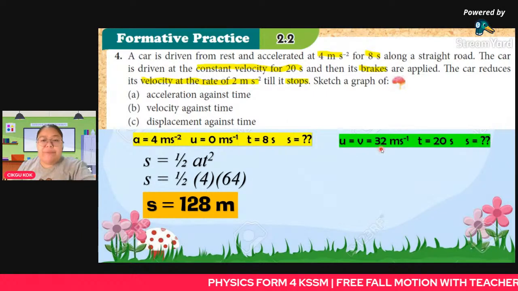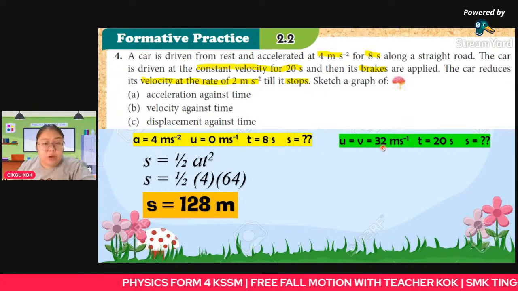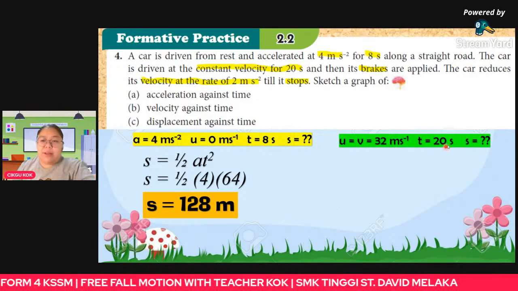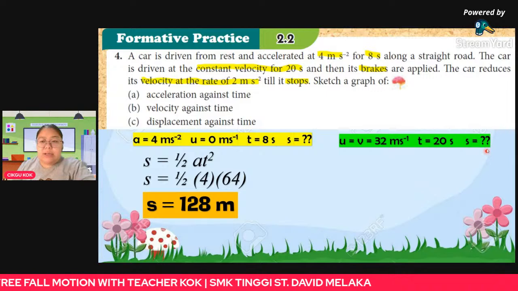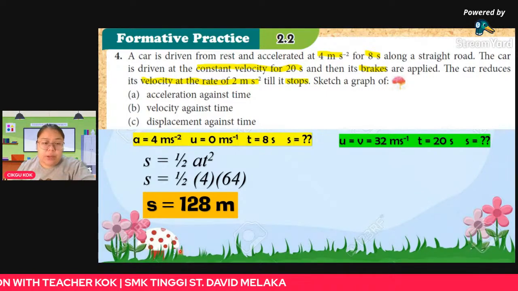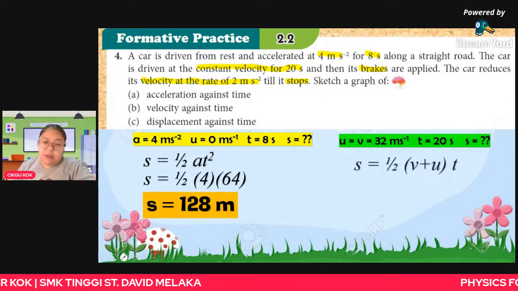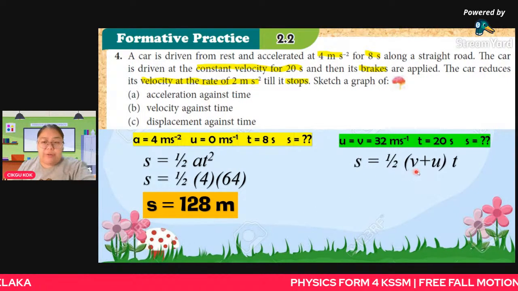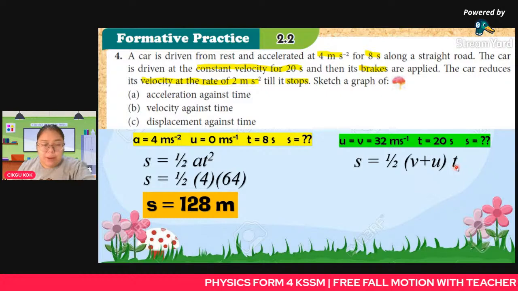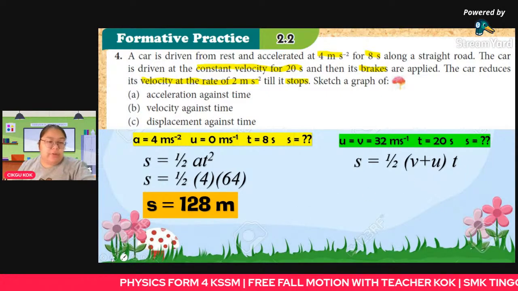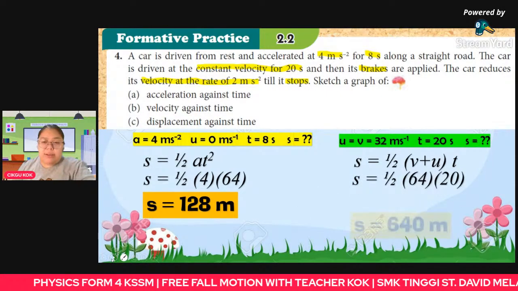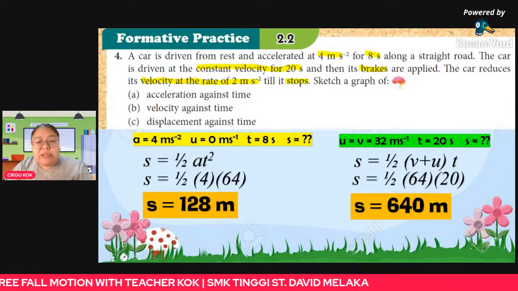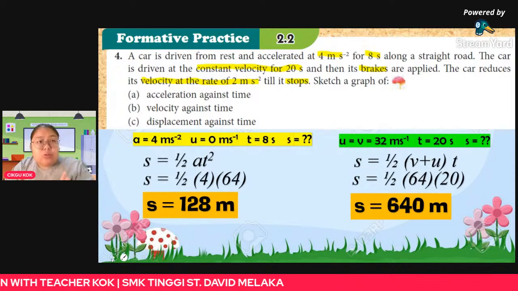U and V are 32, constant, because initial and final are the same. Time taken is 20 seconds. Displacement we don't know. So from here I show the calculation. We're still using the second equation, S equal half V plus U multiplied by T. So I get my displacement is 640 meter. 640 meter is only part 2.